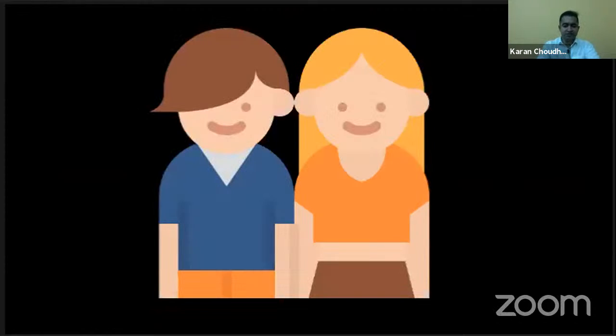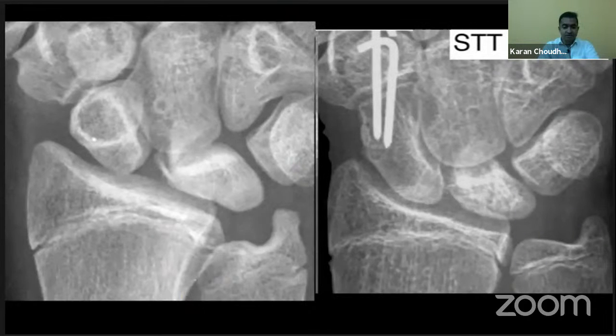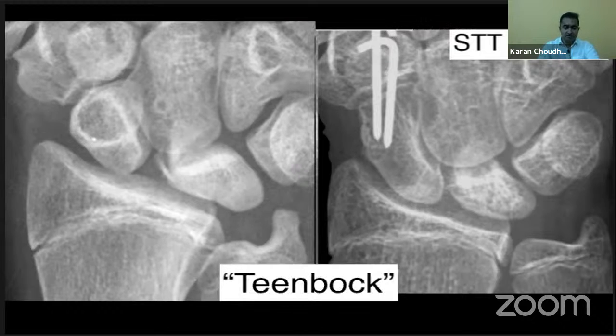Now coming to the age-related understanding, the current consensus is that teenagers seem to have a better prognosis. This patient has a morphological and remodeling of the lunate bone. And now this term has been coined as Keinbock's disease.